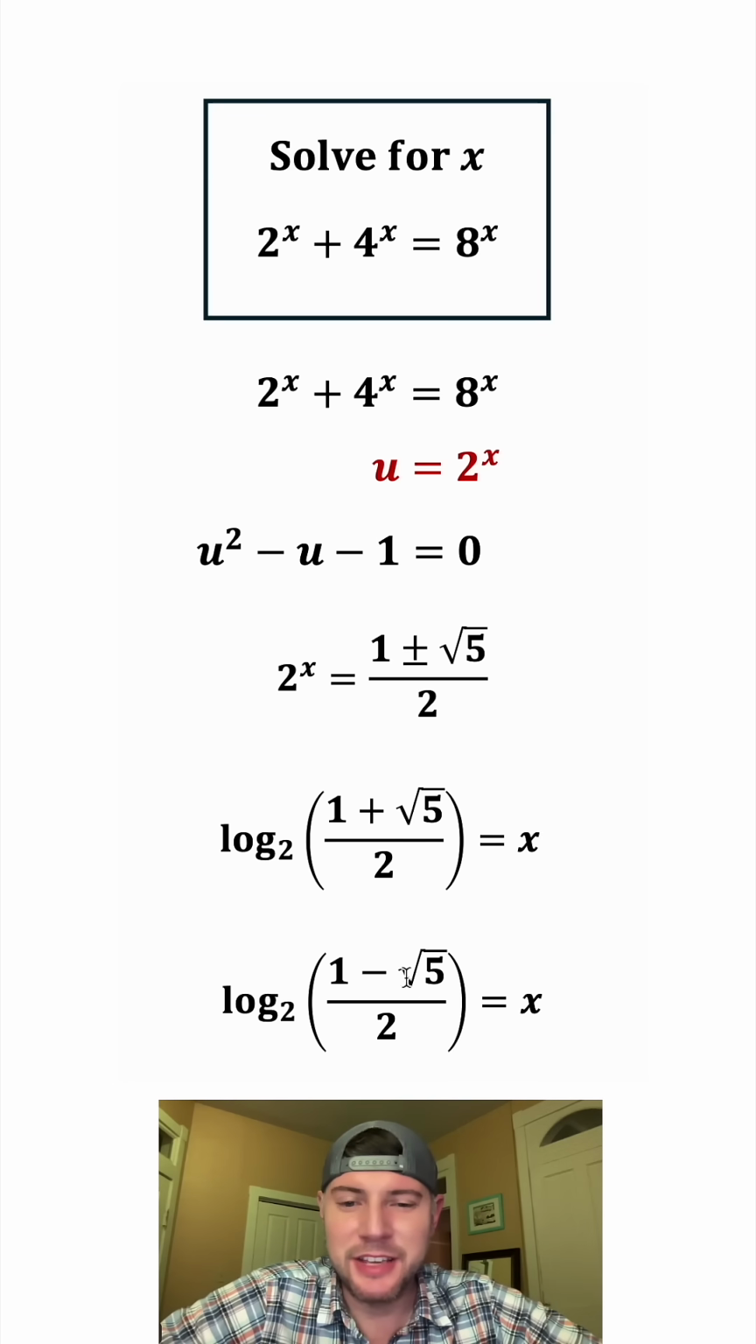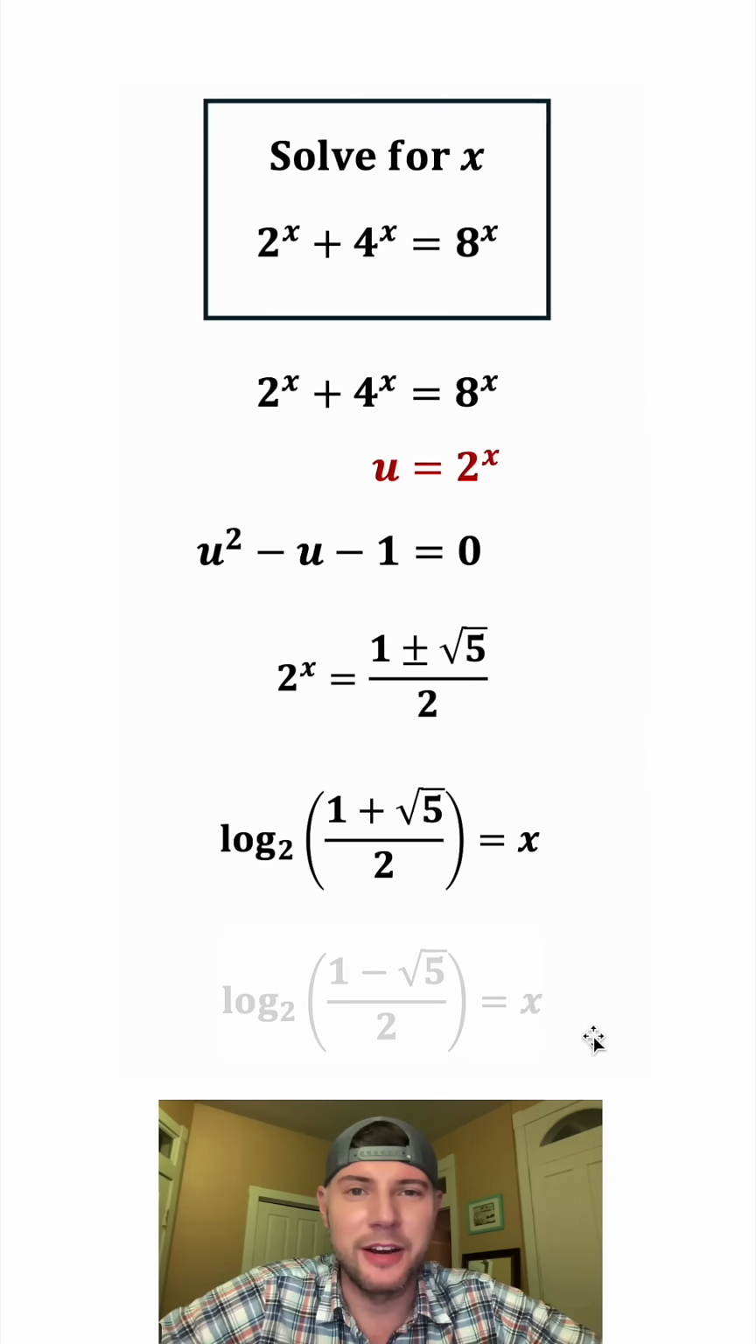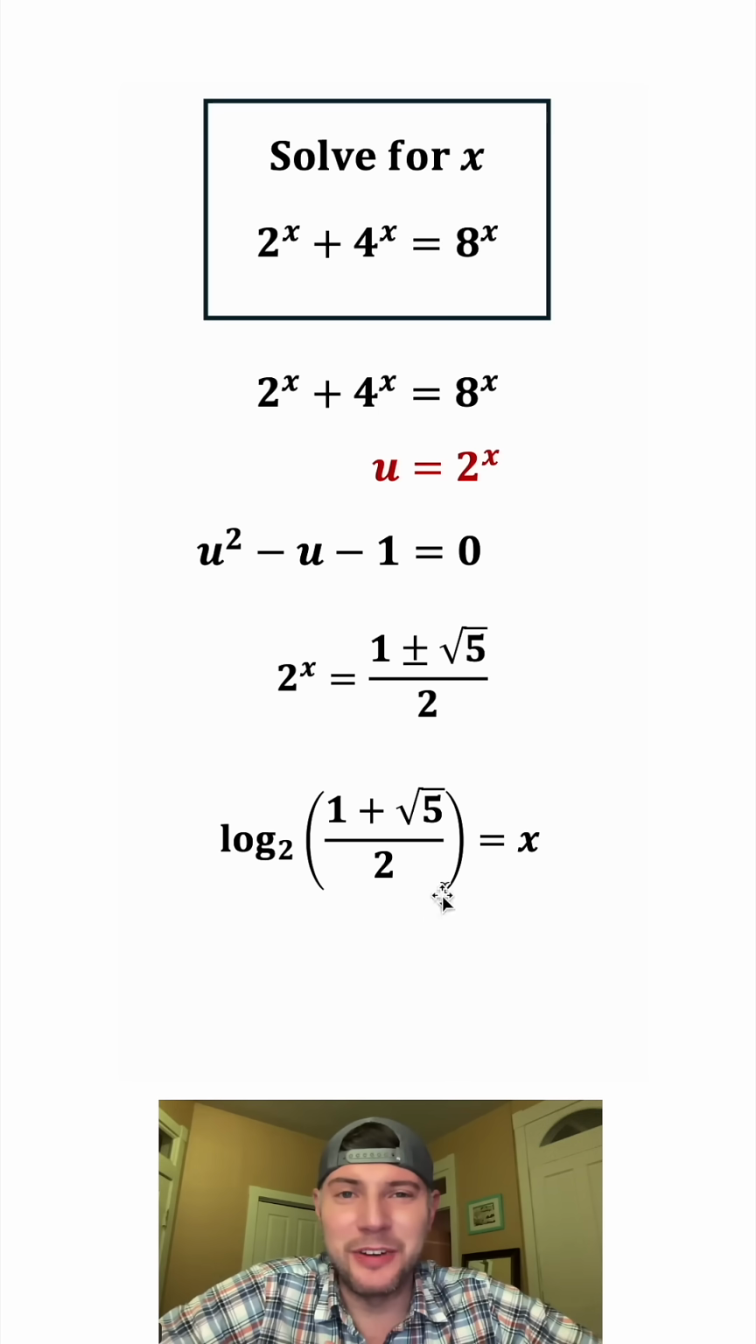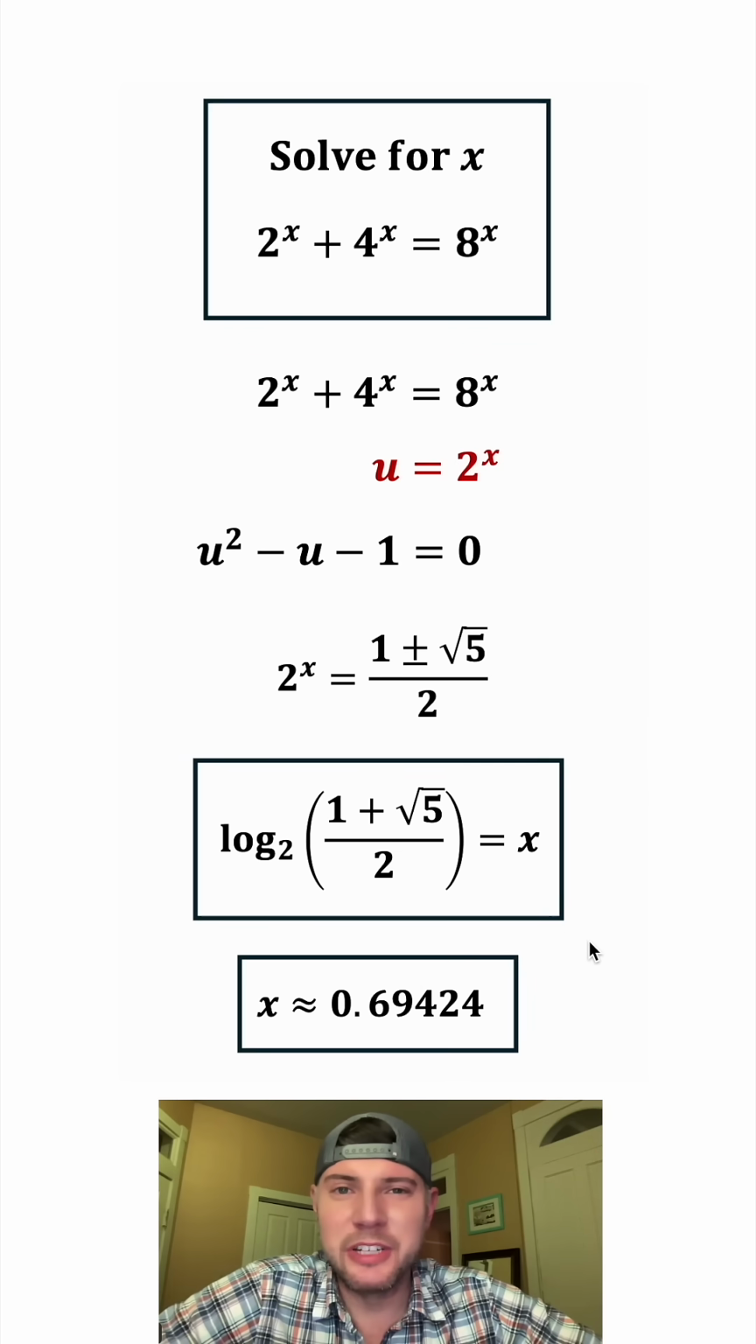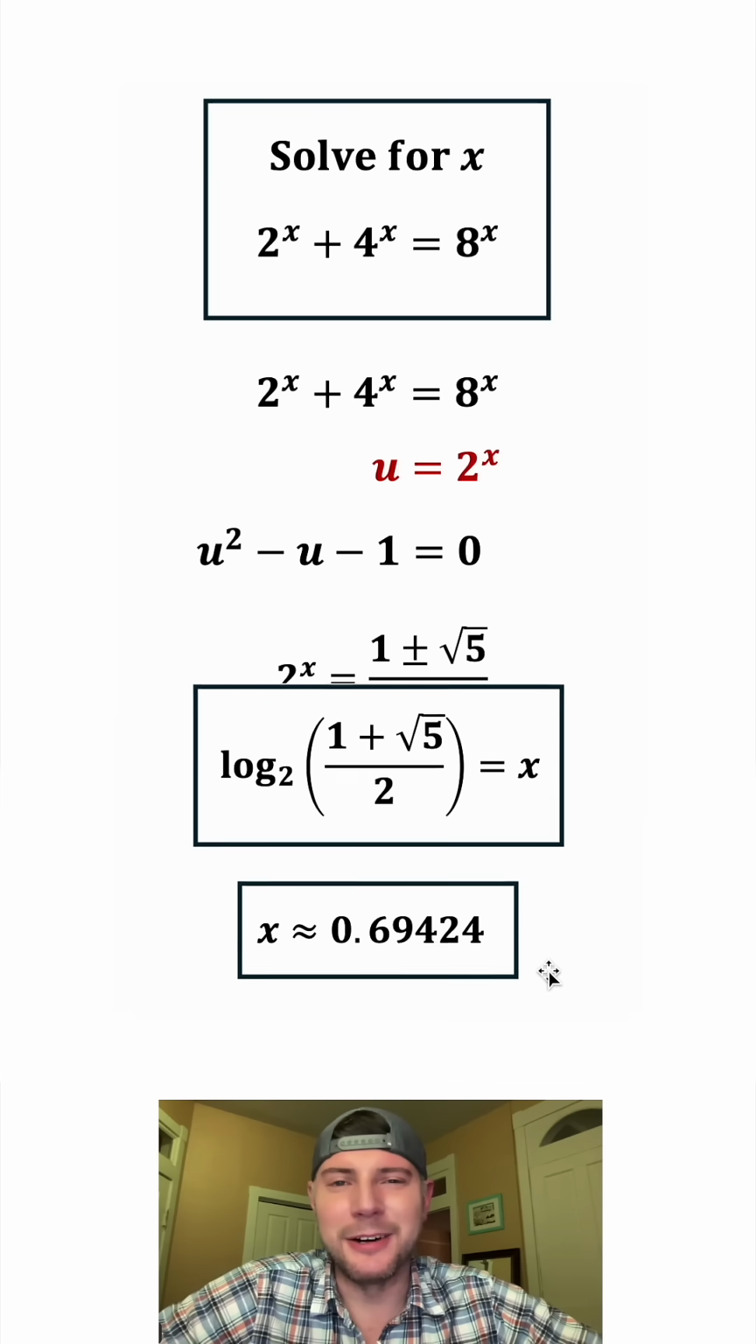Now this minus ends up being a negative inside here. You can't have a negative in the argument of a logarithm, so this one is not defined. And this is the fully simplified answer to our question. x is equal to log base 2 of the quantity (1 plus root 5) over 2. Let's put a box around it. And if you want to know a decimal approximation, x is approximately equal to 0.69424. How exciting.